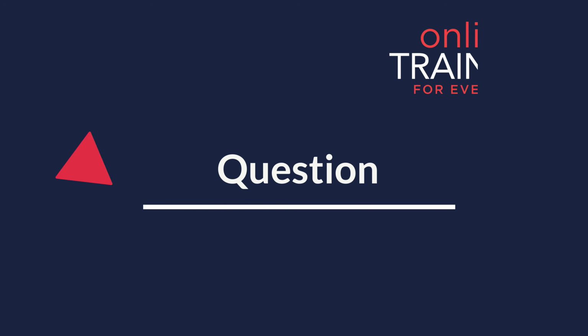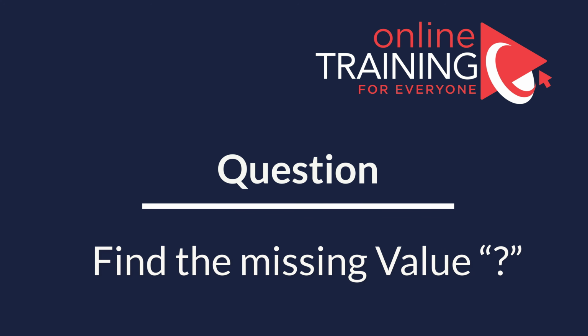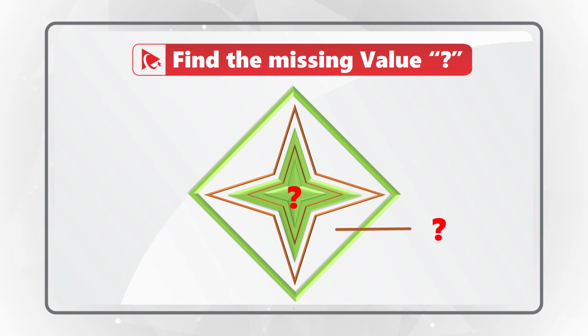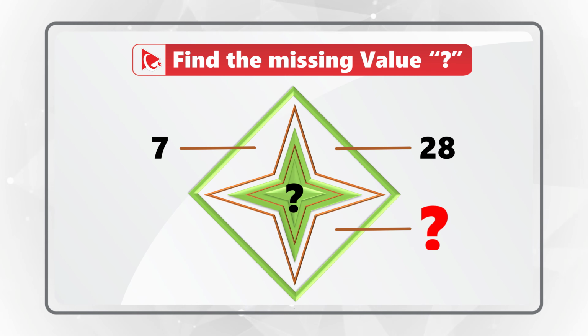Here's an amazing question where you need to find the missing values. Missing values are represented by the question mark and are located on the outside and inside the star. Star is hosted inside the diamond, and this combined figure has numbers around it. For example, number 7 is at 11 o'clock, number 28 at 1 o'clock. Then comes the missing number at 5 o'clock, and then there is a number 448 at 8 o'clock. In the center of the combined shape, there is also a missing number represented by the question mark.